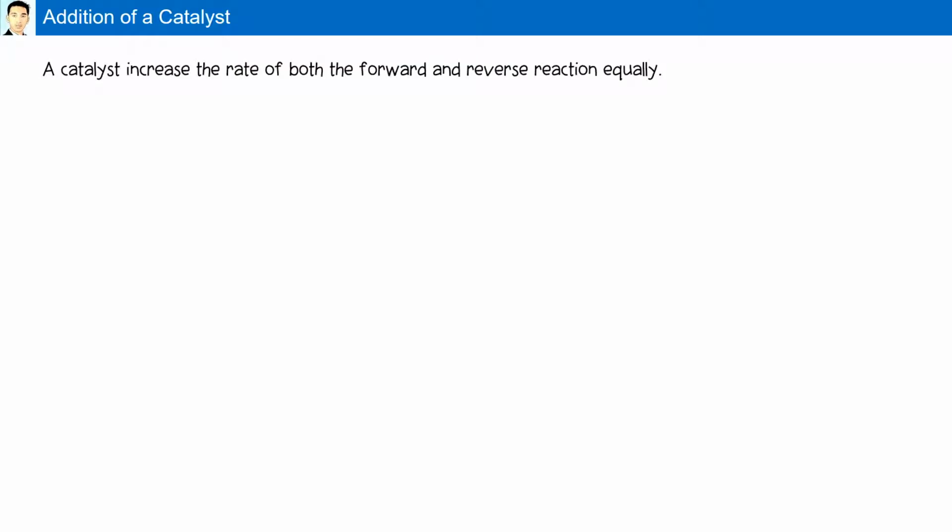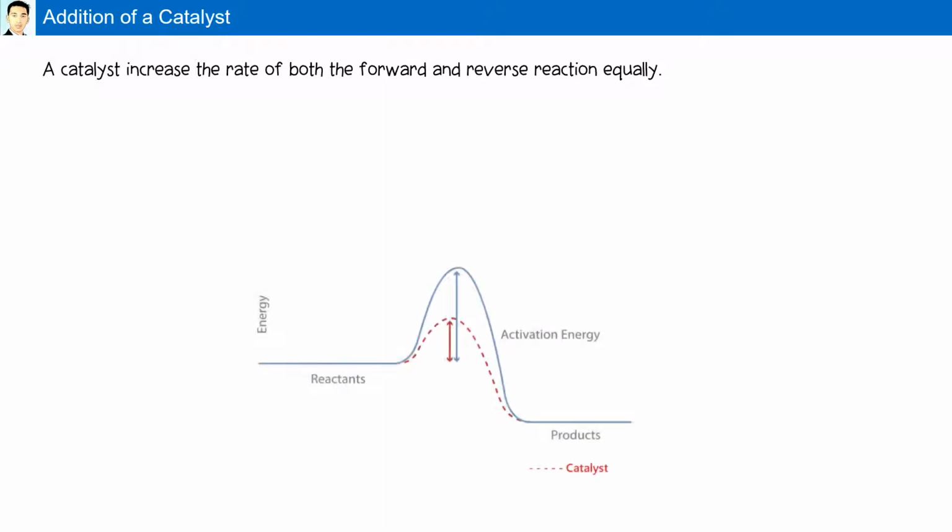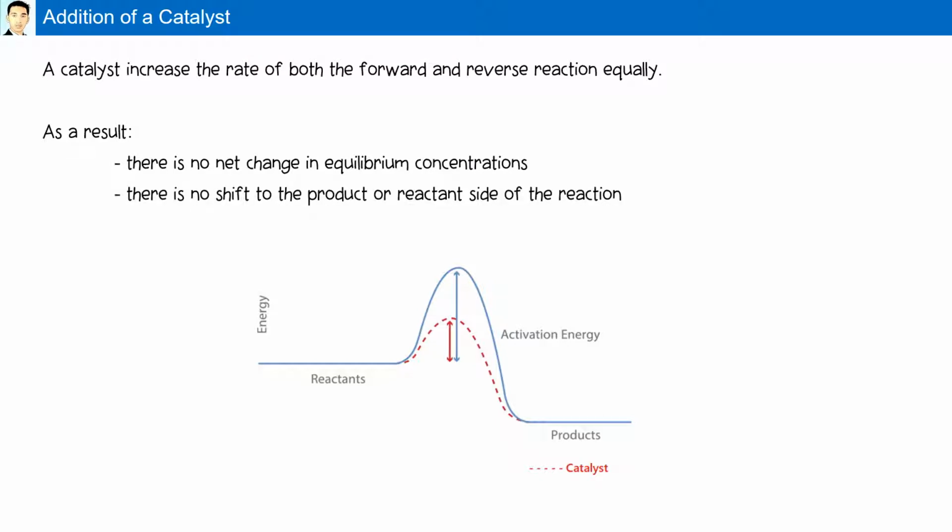The addition of a catalyst. A catalyst increases both the rate of the forward and reverse reaction equally. As a result, there's no net change in equilibrium concentrations. There's no shift to the product or reactant side of the reaction.